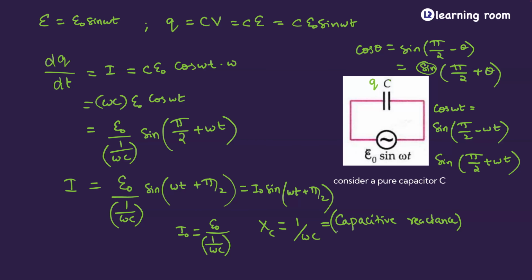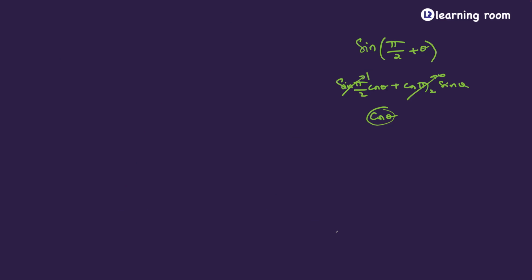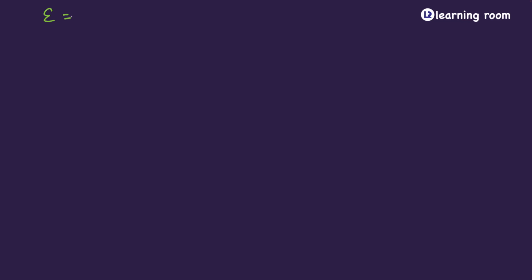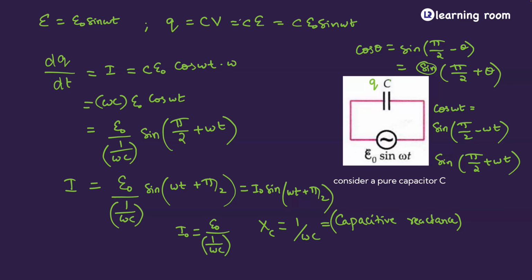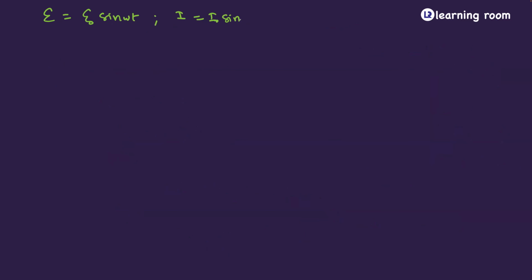Am I clear? So just to conclude, what is the value of E? E is equal to, what is the input we gave? E naught sine omega t. What is the output we got? I is equal to I naught sine of, we got something else, we got omega t plus pi by 2.